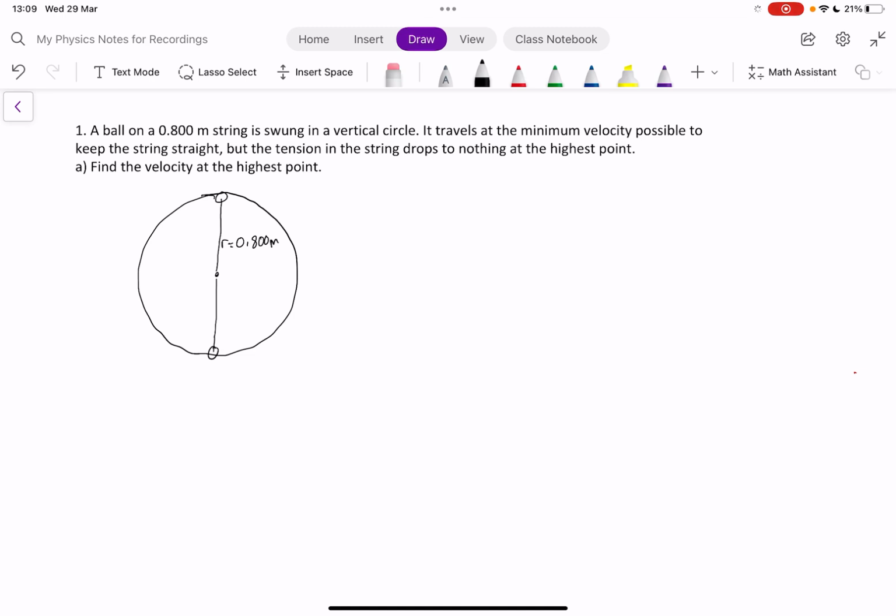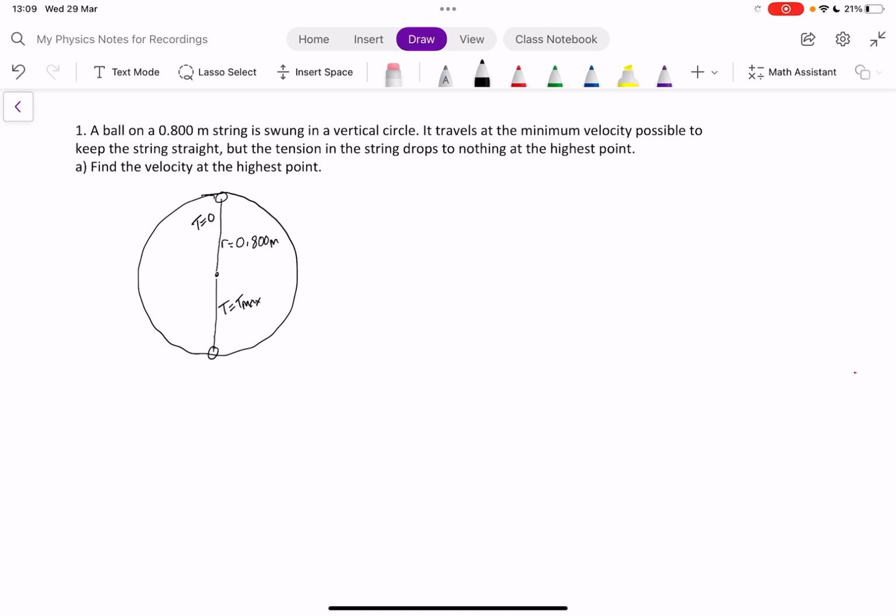It travels at the minimum velocity possible to keep the string straight. Be careful of making any assumptions about that. We'll get to that in just a second. What that tells us is something about the circular motion situation. The tension in the string drops to nothing at the highest point. So up here, T is 0. Down here, T is, I'm just going to call it T max. The only reason I'm putting that in is so I don't assume later on that the tension is 0 all the way round. That tells me that it changes.